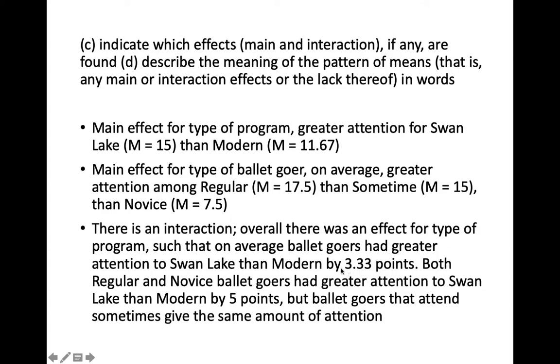However, this effect of 3.33 points was not consistent, because both regular and novice ballet goers had greater attention to Swan Lake than modern by 5 points, but the ballet goers that attend sometimes gave the same amount of attention. So this overall effect of 3.33 points is not consistent. Regular and novice paid more attention by 5 points, but the sometimes folks gave equal amounts of attention. So that main effect is not consistent, and whenever we have a main effect that is not consistent across the levels of the other independent variable, we have an interaction effect.